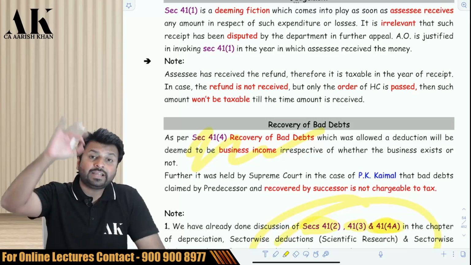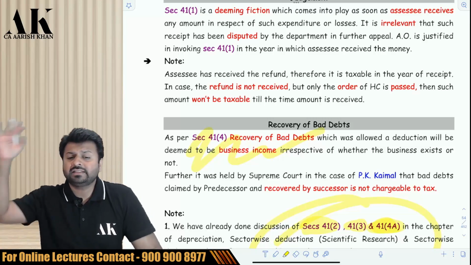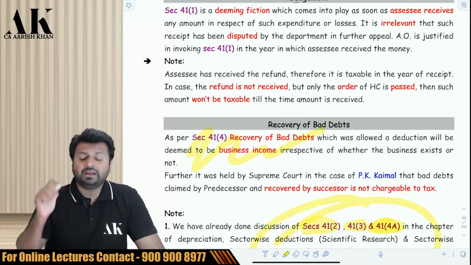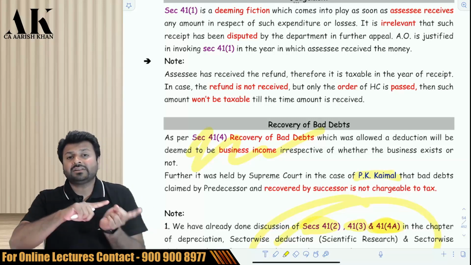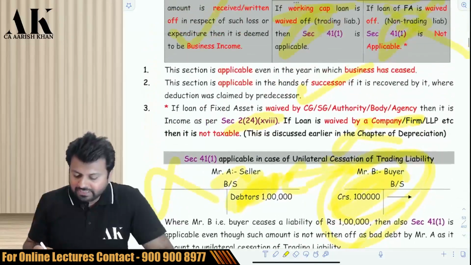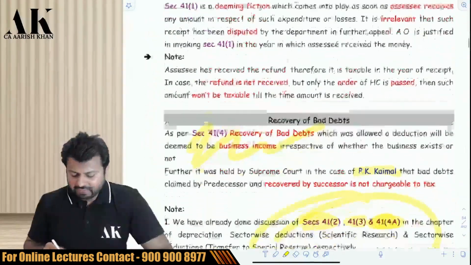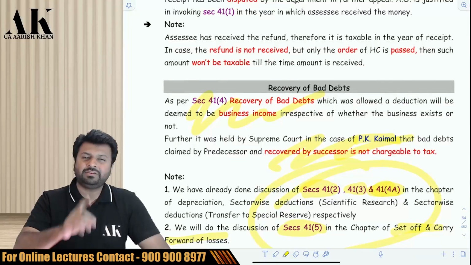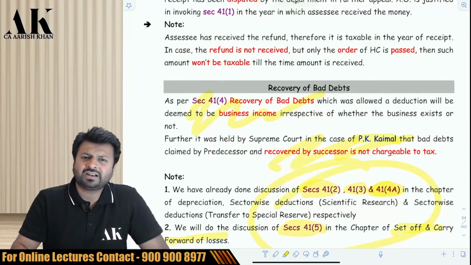If the business exists, then also it is taxable. If the business does not exist, then also it is taxable. And your Supreme Court judgment over here says that in case of successor, it is not chargeable to tax. Unlike 41(1). In 41(1), even the successor is subject to tax. But in 41(4), the successor is not subject to tax. This is a benefit given in case of amalgamation, demerger, etc. to the successor. That's it.